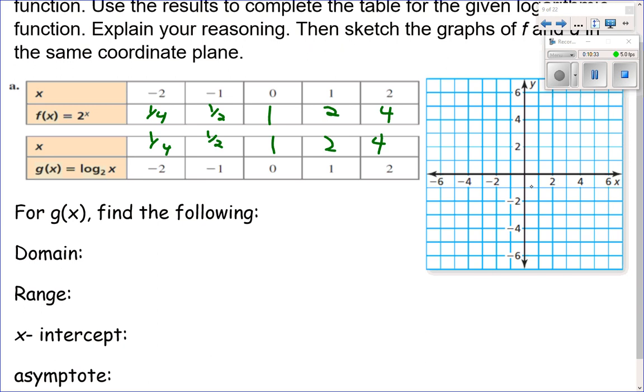What power do you raise 2 to get 2? 1. What power do you raise 2 to get 1? 0. What do you raise 2 to get 1/2? -1, and to get 1/4, -2. We've literally taken an exponential function and we've flipped all the x's and y's, and that's how you come to the logarithmic function.